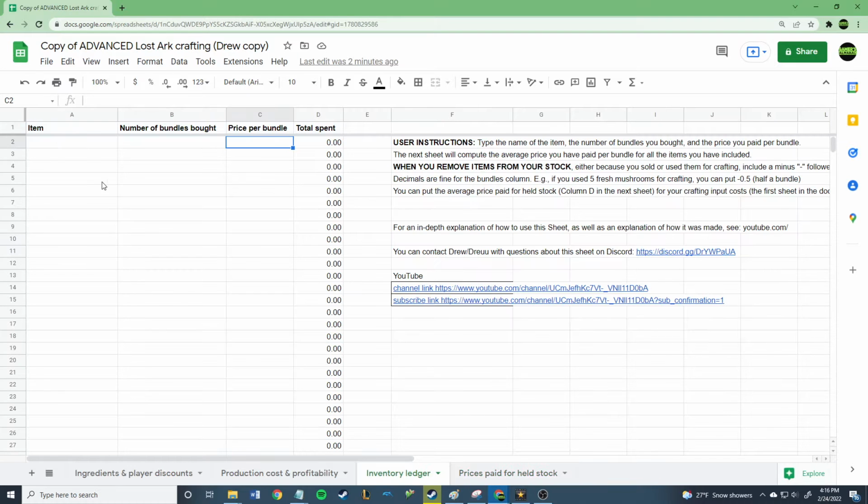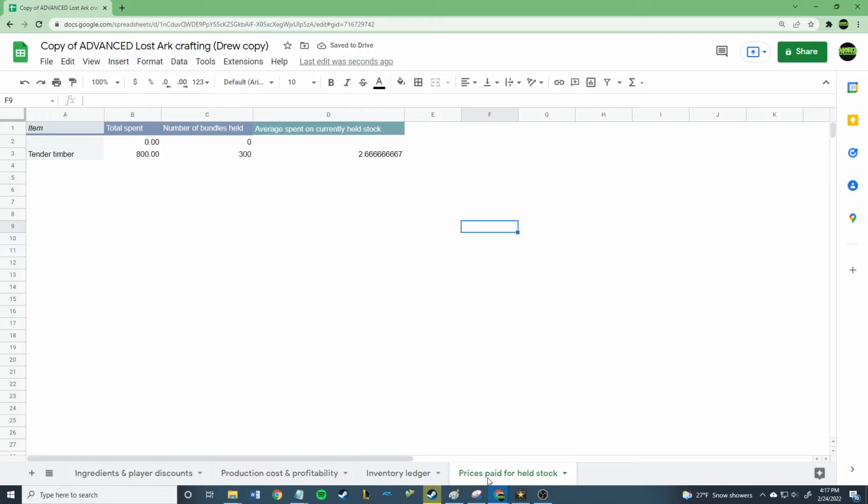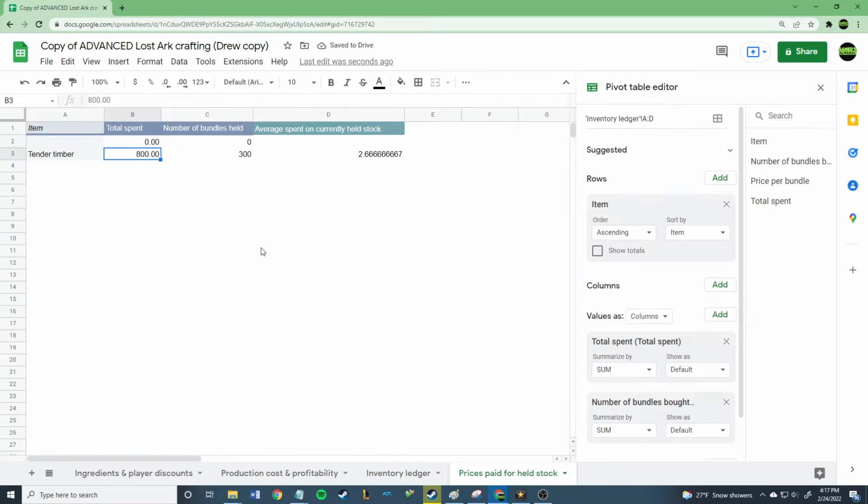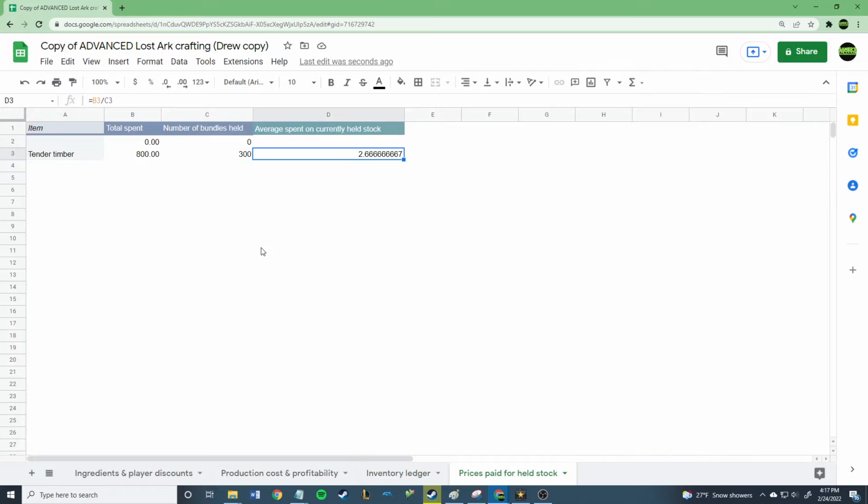For example, let's say we bought tender timber, we bought 200 bundles, and we paid 3 gold for each bundle. We also bought another load of tender timber. This time, we bought 100 bundles, and we got a better deal, paying only 2 gold per bundle. Now, if we look at our summary sheet, it will tell us that we've invested 800 gold into tender timber, that we are currently holding 300 bundles of tender timber, and that our average purchase price for the tender timber we have on hand is 2.67 gold per bundle.